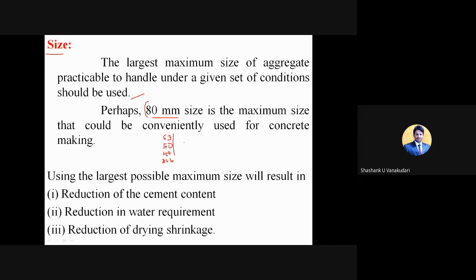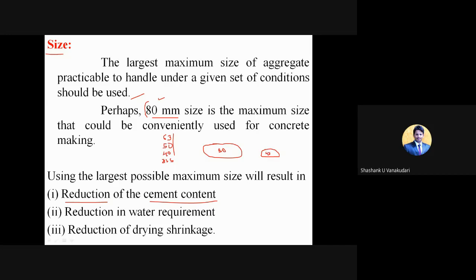And then what happens when you have used the maximum size of the aggregates, and how it gives the results after the construction. Once you use the largest possible maximum size, that is going to result in reduction of the cement content. When you have used the larger size of the aggregates, that results in less consumption of the cement content, because here the surface area will be very less. Think that this is 80 mm aggregate. Clear? And then think that this is 40 mm aggregate.